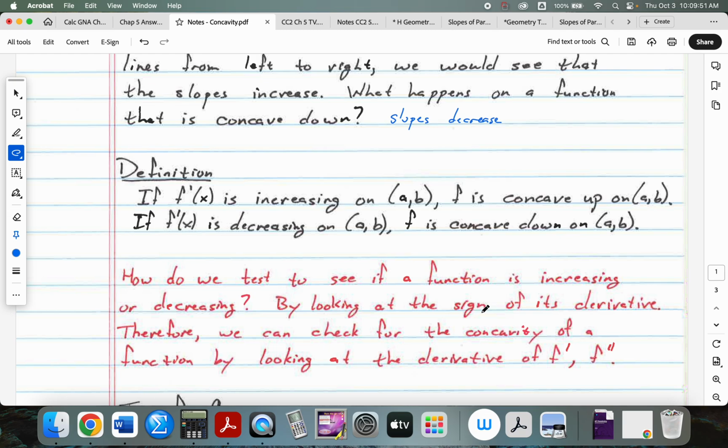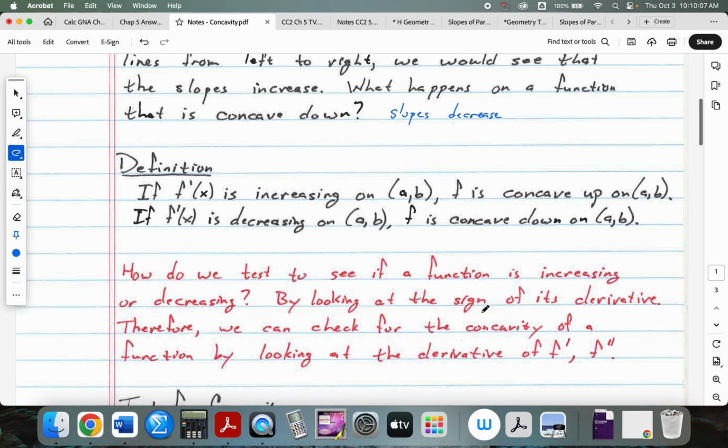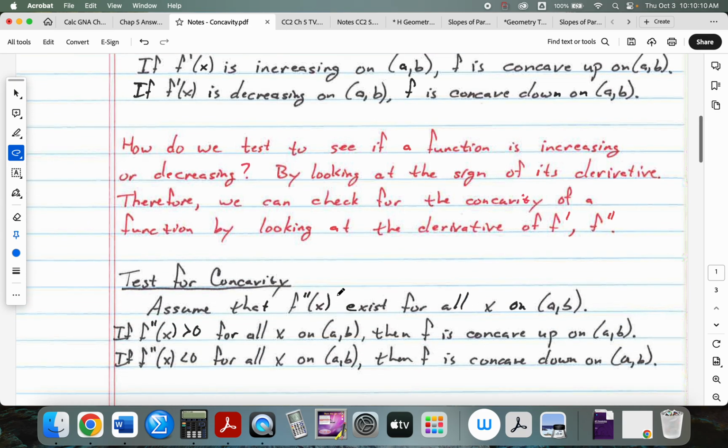Therefore, we can check the concavity of a function by looking at the derivative of f prime. We want to know where f prime is increasing or f prime is decreasing. We can look at the derivative of f prime, which is f double prime. So this is the test for concavity. This is not the definition of concavity.